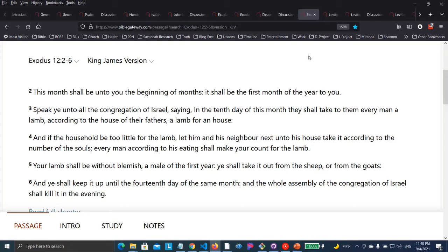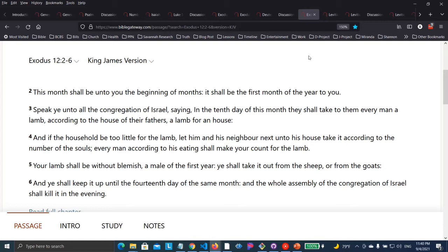Your lamb shall be without blemish, a male of the first year. You shall take it from the sheep or from the goats. You shall keep it up to the 14th day of the same month, and the whole assembly of the congregation shall kill it at evening. Okay, so on the 14th day of the first month is when you kill the lambs.